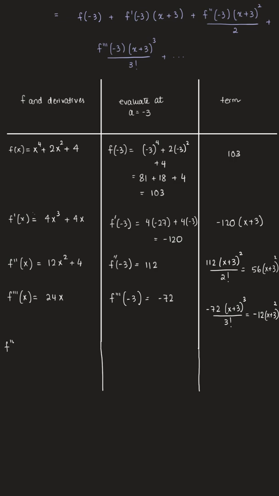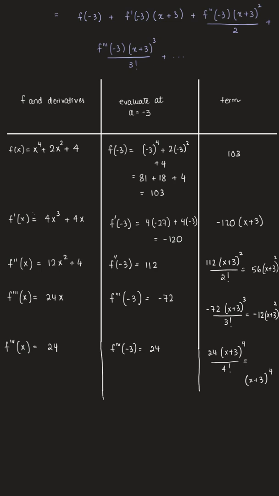Our fourth derivative is just 24. That's a constant. The fourth derivative evaluated at negative 3 stays 24. So the term's going to be 24 times x plus 3 to the 4 over 4 factorial. 4 factorial is in fact 24 because it's 4 times 3 times 2 times 1. So this just gives us x plus 3 to the 4th.